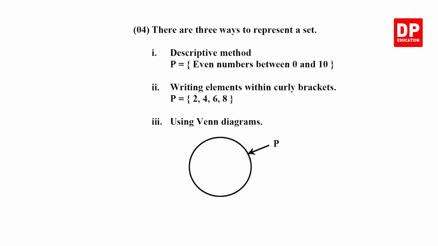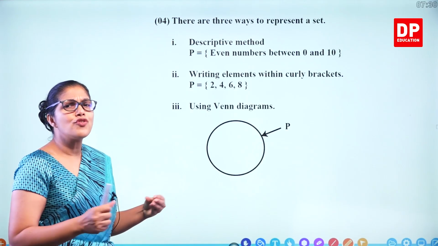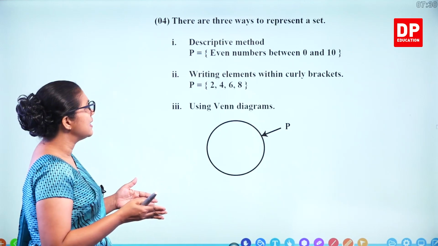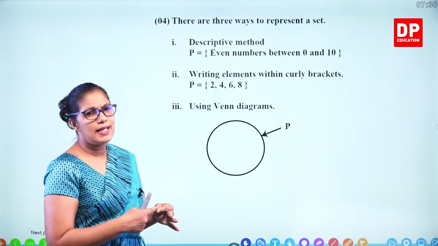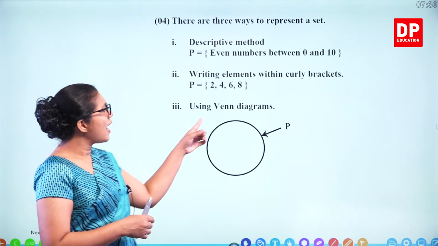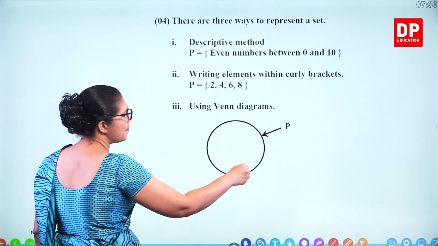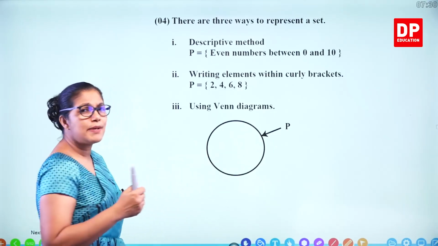So there are 3 ways to represent a set. What are the 3 ways? Descriptive method, so in words you can write down what the set is. Writing elements within curly brackets. So what are the elements there? Or you can use a Venn diagram. So in a Venn diagram, we use a closed plane figure and put the elements inside.